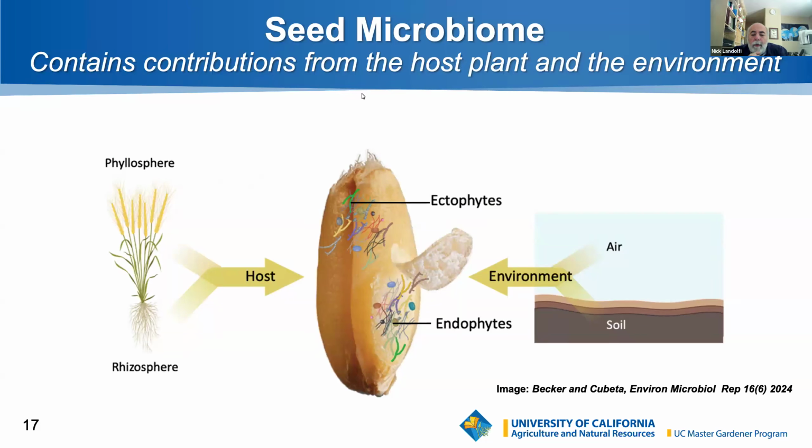The seed microbiome arises from 2 sources. There are contributions from both the parent plant and the environment. These contributions can include organisms that live on the outside of the seed, referred to as ectophytes, and organisms that are actually contained within the seed, referred to as endophytes.